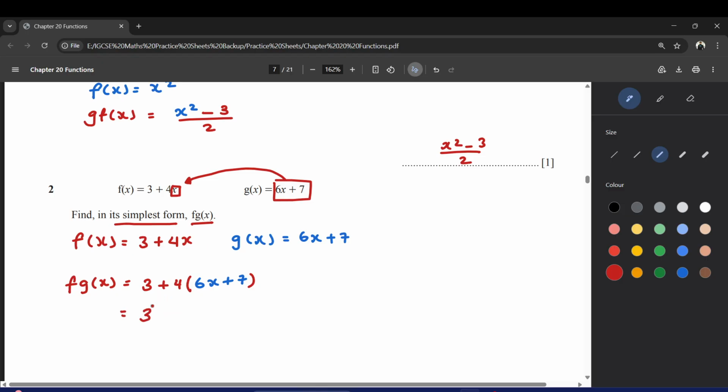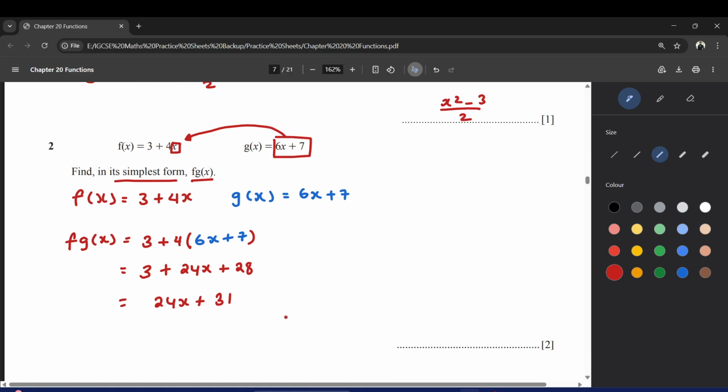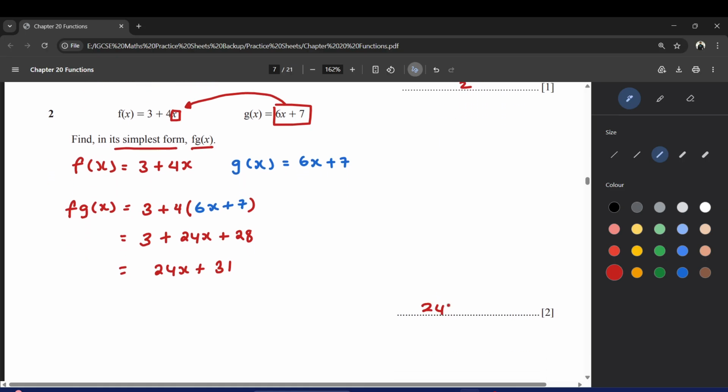Now I'm going to expand the bracket. 4 times 6x will be 24x, plus 4 times 7, that would be 28. Then 24x plus 28 plus 3 will give us 31. So that is the answer, 24x plus 31. Now look, the question says find in its simplest form. So make sure that your final answer is in its simplest form.